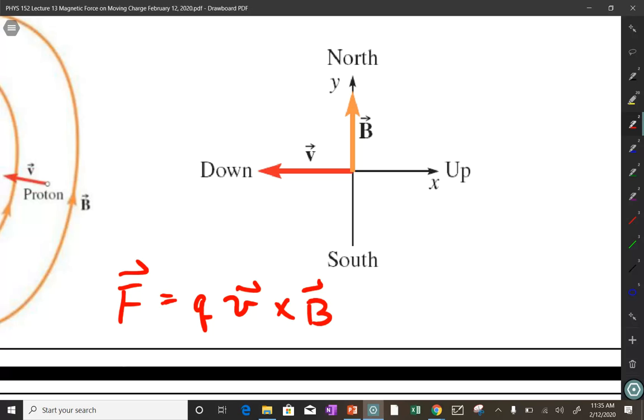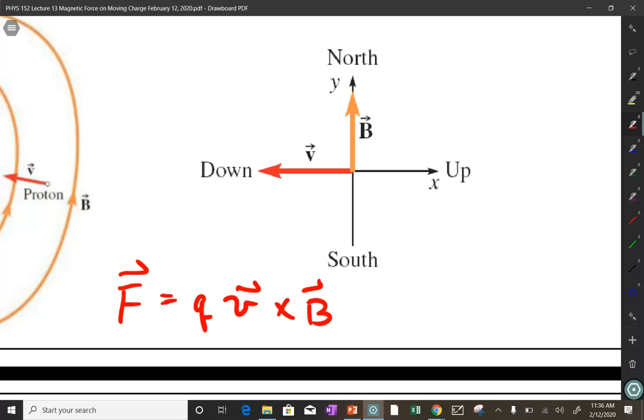Okay. Force is QV cross B. Is Q positive or negative? Positive. Okay, so that's an important thing to recognize. That means my answer for direction is going to be the same direction as the answer for the cross product. If it was negative, it would have been the opposite direction.